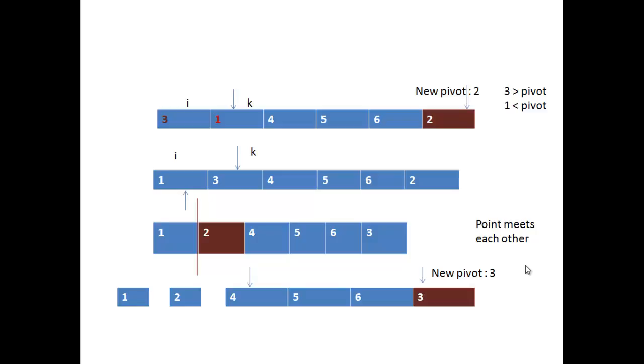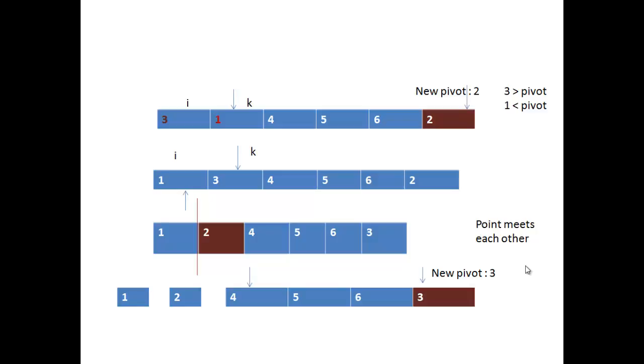Now we start with 1. 1 is less than 2, 3 is greater than 2, so mark it. Now we start with right. 3 is greater than 2 and 1 is less than 2. Here the pointers cross each other. So swap 3 and 2.